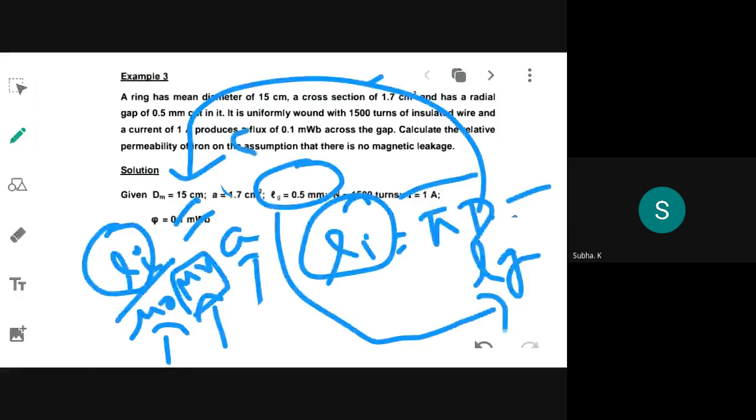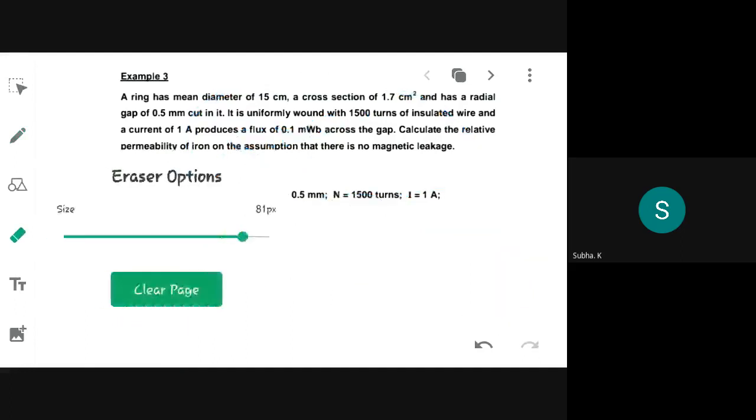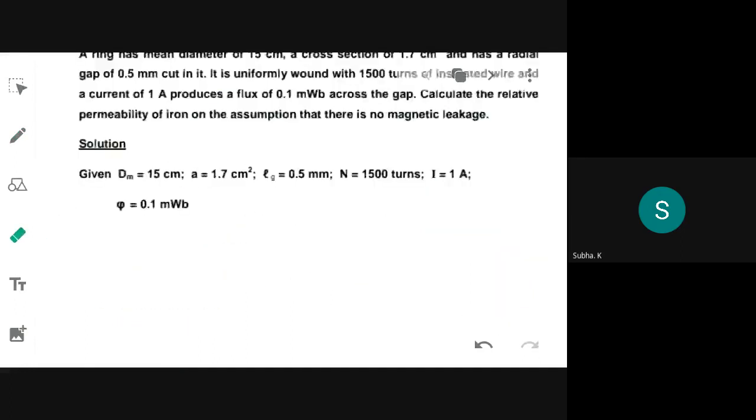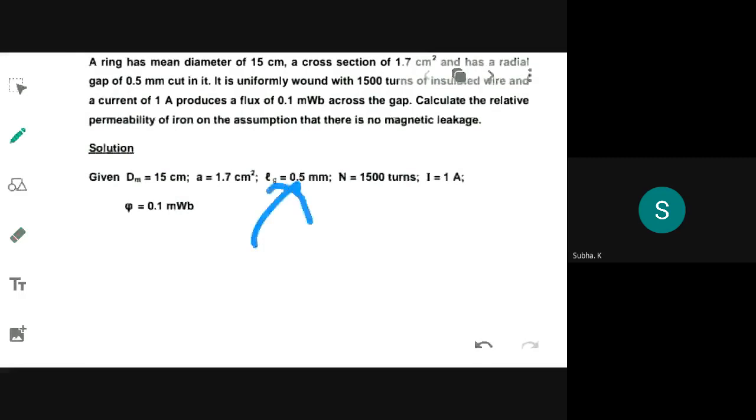That is easy. But you need to find out S iron also, that is the reluctance of the iron path alone. You need to determine it. So how will you do that with the given data? These are the given data. I want to find S iron alone.